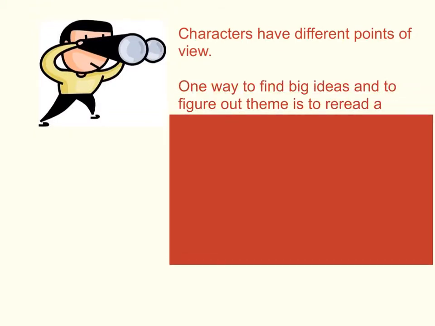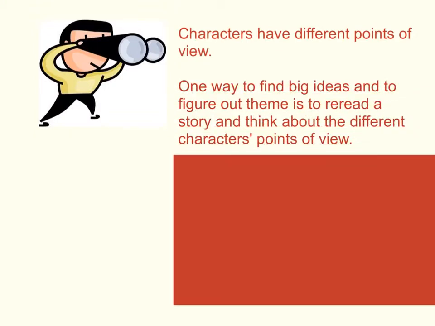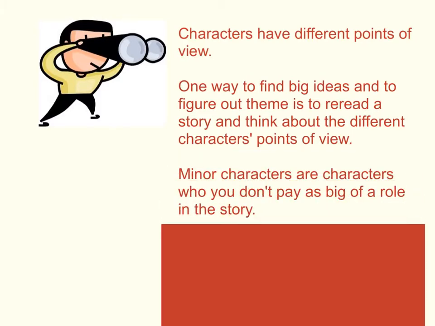One way that we can find big ideas or figure out a theme is to reread a story and think about different characters' points of view. We especially need to consider minor characters, and minor characters are characters who don't play as big of a role in the story. So when we're thinking about Number the Stars, one of the minor characters that comes to mind is Uncle Henrik, or Peter.